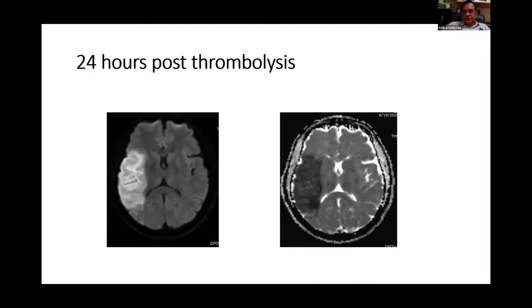Which one is more sensitive to detect the core infarct? More sensitive. Diffusion weighted imaging. And more specific. Why do we do both? So, if there is a diffusion restriction and there is no reversal on ADC, it will indicate T2 shine through.